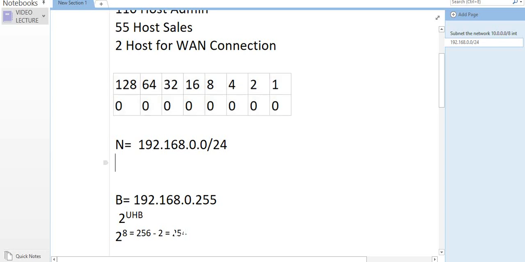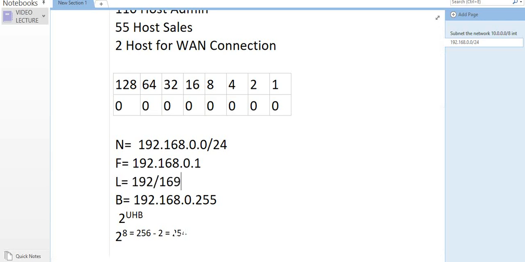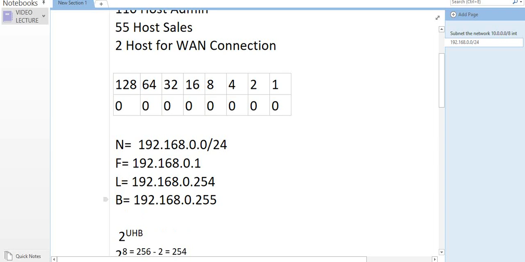So our first valid IP address here would be 192.168.0.1, and the last valid IP address here would be 192.168.0.254. So that's it. Now our subnet mask would be the classful subnet mask because only 24 bits represent the network. So it's going to be 255.255.255.0.